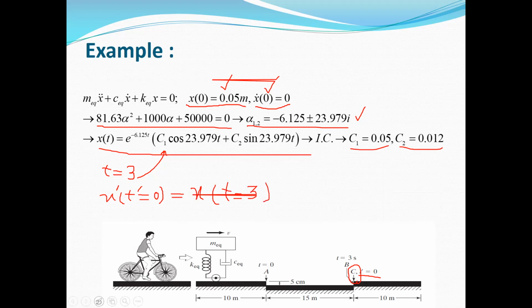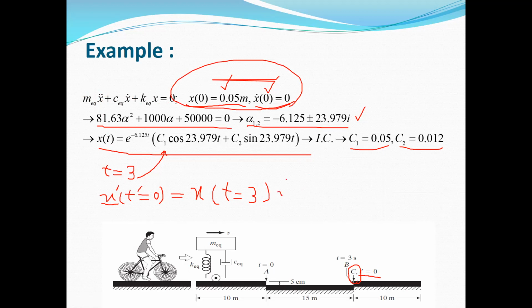Okay, let me clean this. For the next system of equations, we will have the same equation, but this time, instead of x, we will have x prime. I define a new parameter, x prime. We have the same equation: m times x prime double dot plus c times x prime dot plus k times x prime is equal to 0. But this time, instead of these two initial conditions, we will have two new initial conditions.